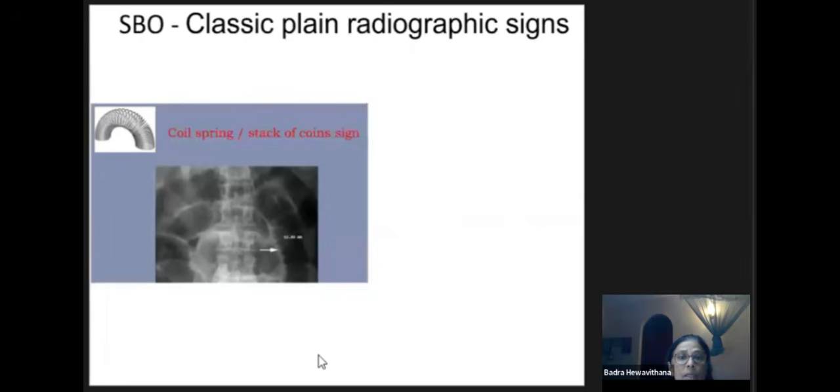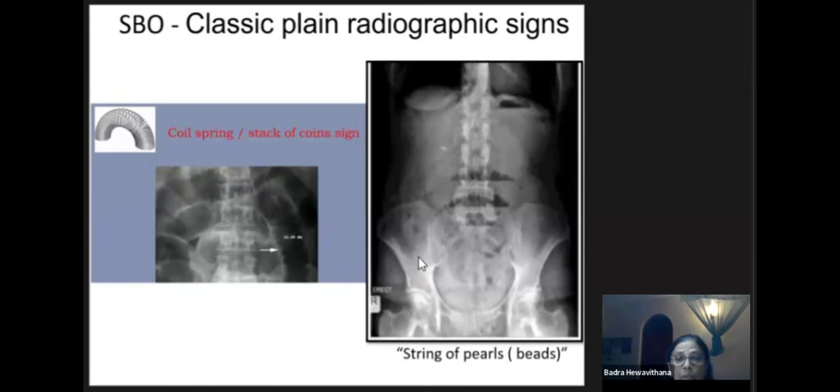So when you think of the classic plain radiographic signs of small bowel obstruction, you can see multiple dilated loops and this classic sign, the stack of coins, you can see in here the stack of coins sign. So this is about 5 centimeter dilated loop, almost the size of a large bowel, and central loops, even in this supine film. And also this is called the coil spring appearance. So very often we see these things in small bowel obstruction.